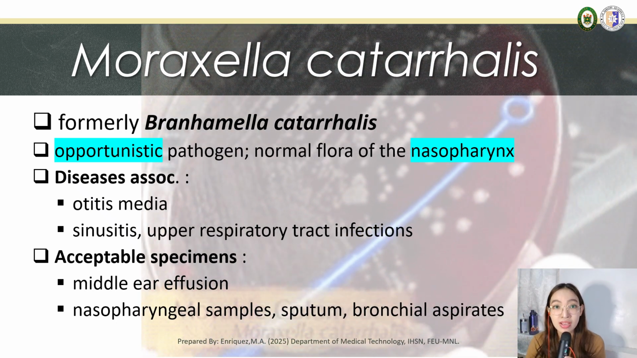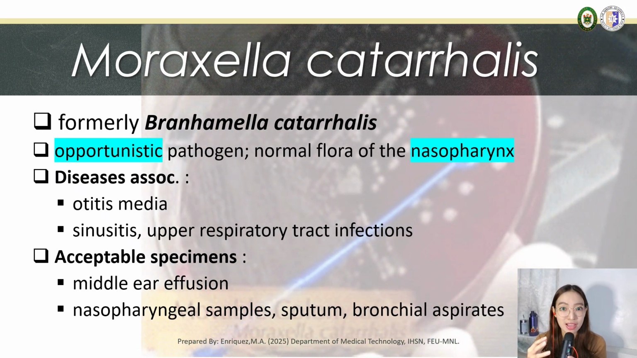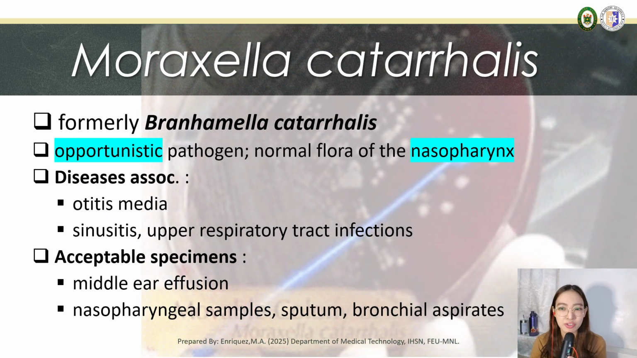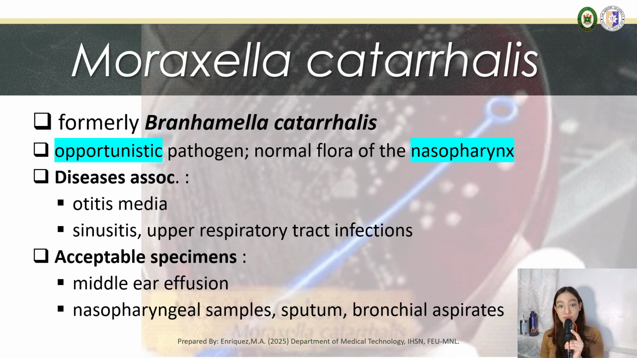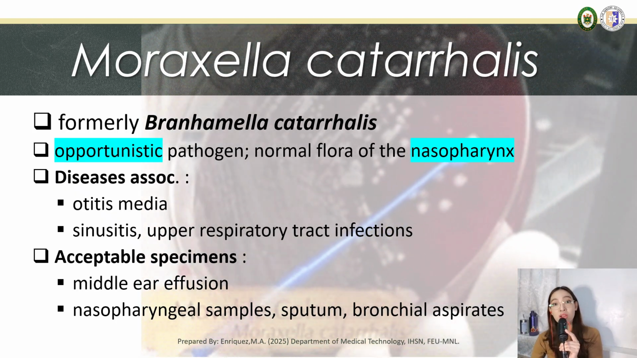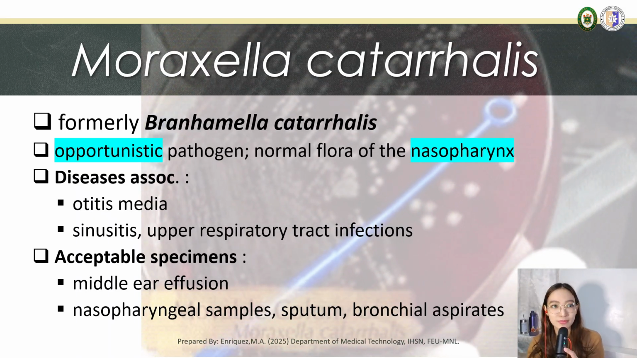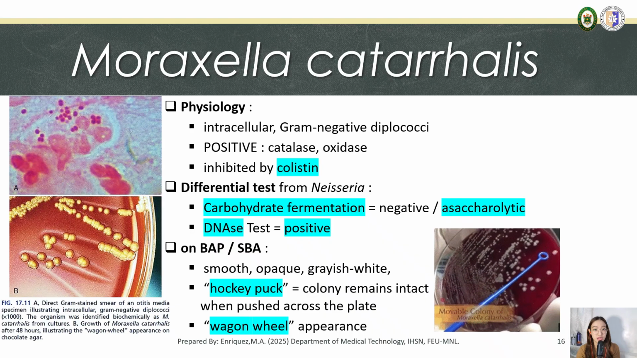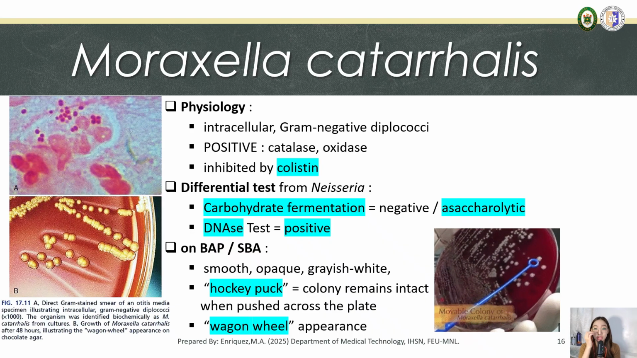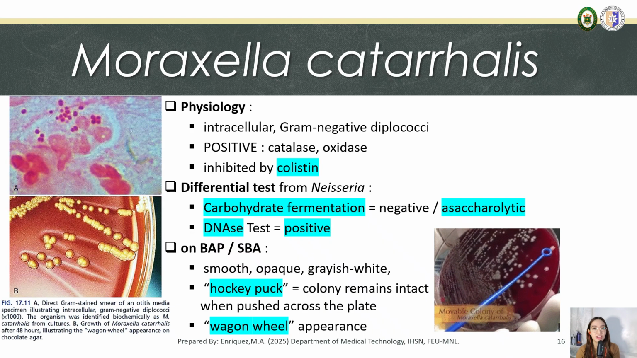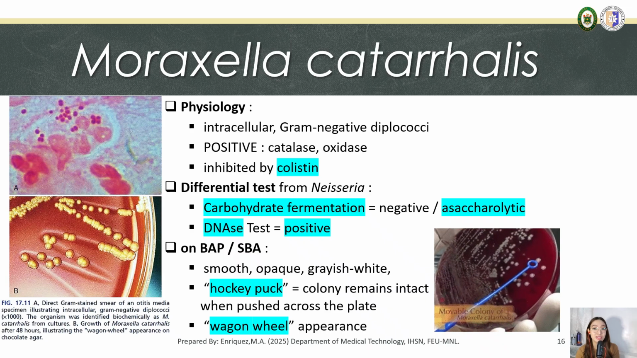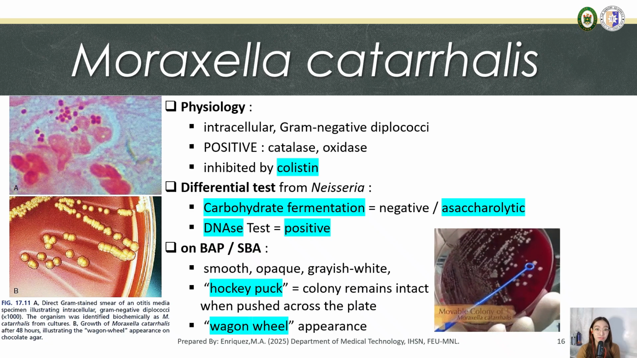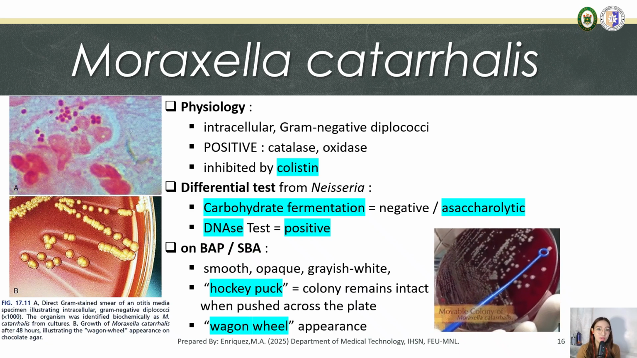So, for example, if the patient's case is sinusitis, then you have to collect nasopharyngeal samples. But if it's a case of otitis media, or middle ear infection, then that's when you would collect ear effusions. The presence of intracellular gram-negative diplococci in respiratory samples may give us an idea that the infection is caused by Moraxella catarrhalis. So that's one of their similarities: both Neisseria and Moraxella are gram-negative diplococci.